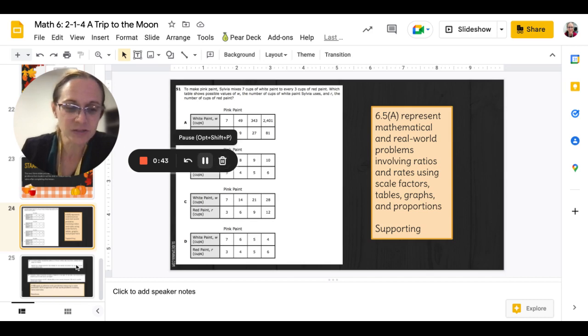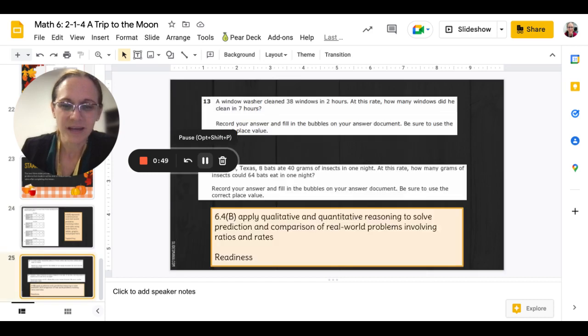We're also working on 6.4b, and 6.4b is straightforward problem solving using ratios and proportions. So here's a couple of examples of what that looks like.